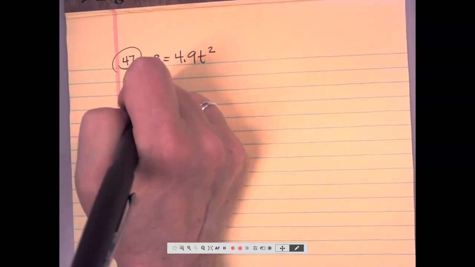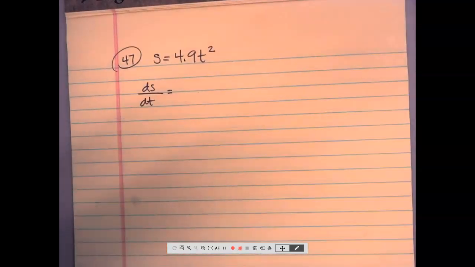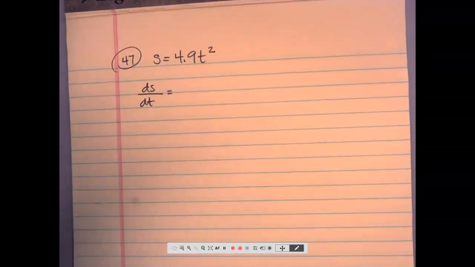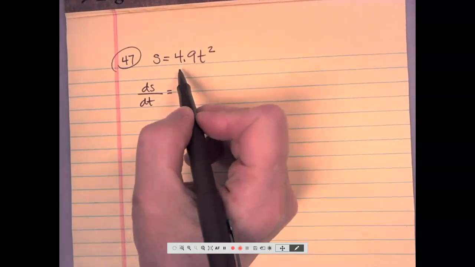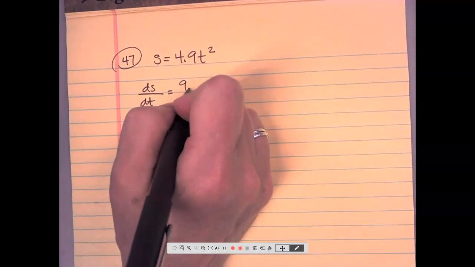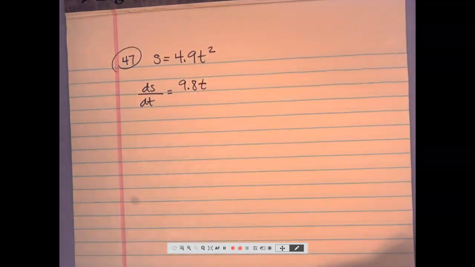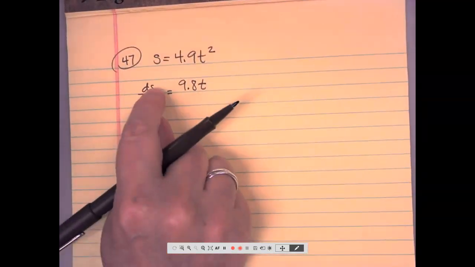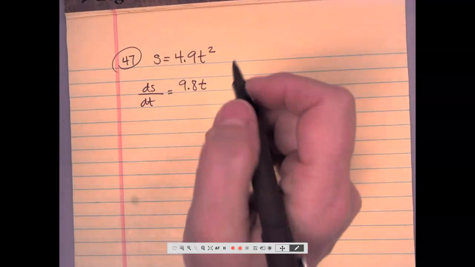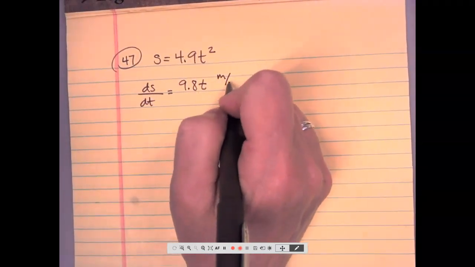ds/dt, what does that mean? The derivative, okay. So bring your 2 down. What is 4.9 times 2? 9.8. Reduce the exponent by 1, and it's just t. What would the units be? Distance over time. Meters per second.